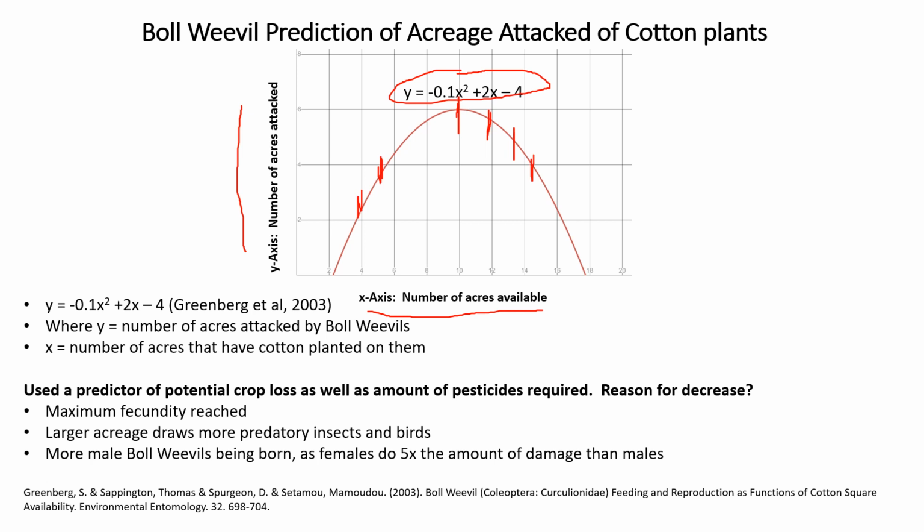Also, in looking at this equation, we also found out that females do 5 times as much damage as the male boll weevils do. So this determines whether we can make certain types of insecticides that may not kill them, but actually make them sterile.